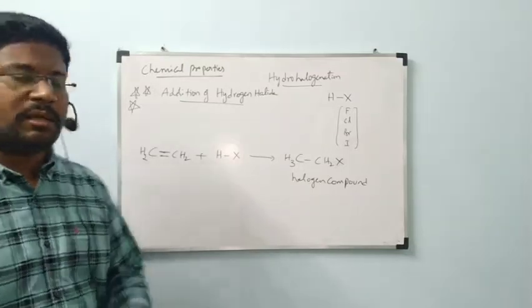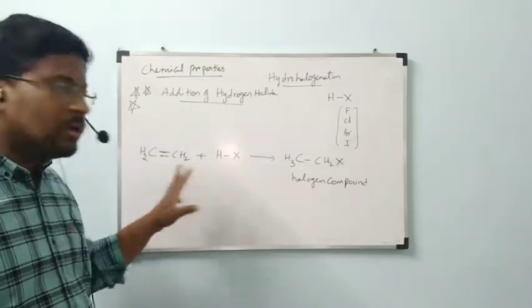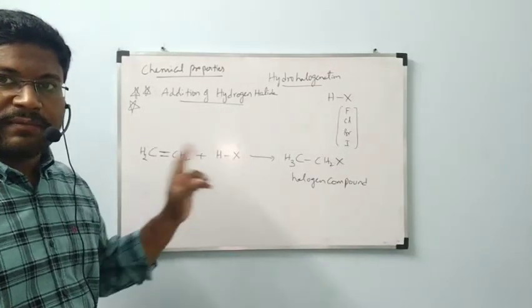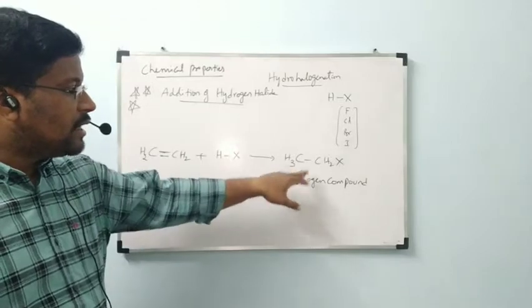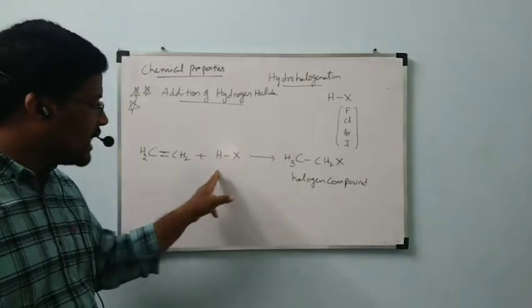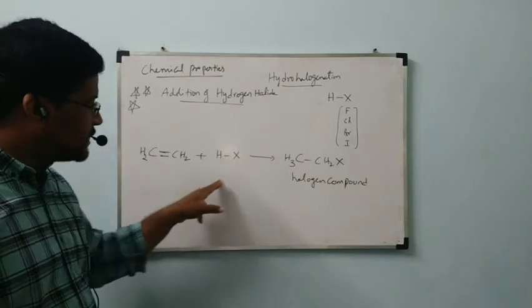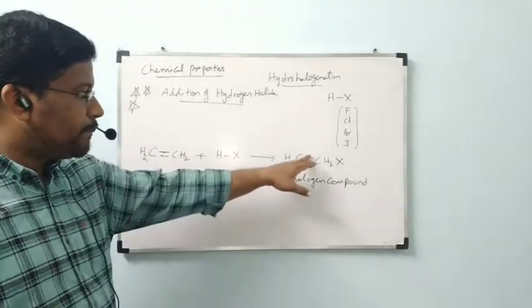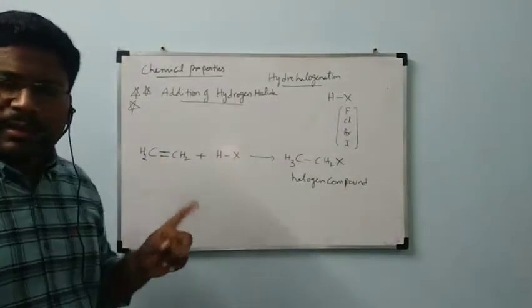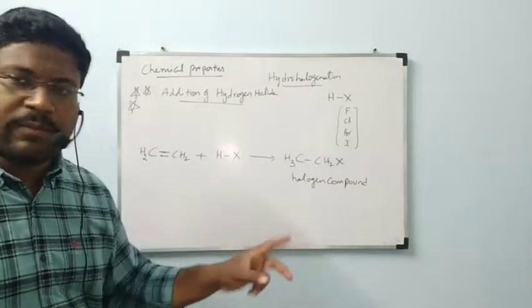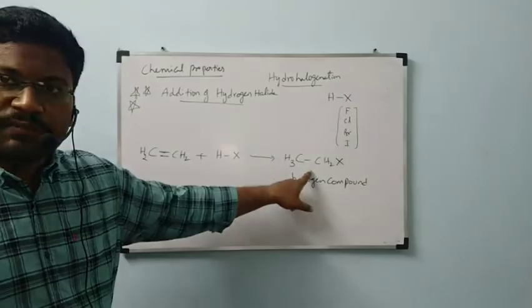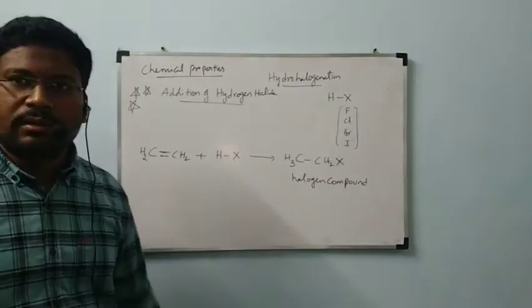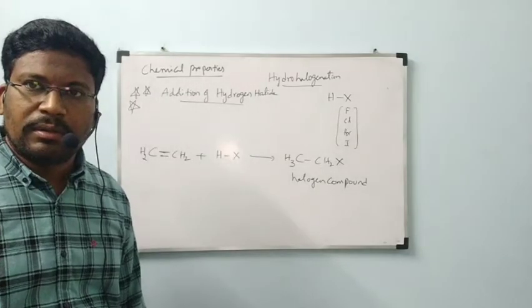One more time I am telling here, double bonded carbons react with HX to get a halogen compound. Hydrogen is added to one carbon, X is added to the other carbon, and the pi bond is broken. In a double bond, when the pi bond is broken, we get a single bond. A halogen compound is formed. Is it okay, ma?